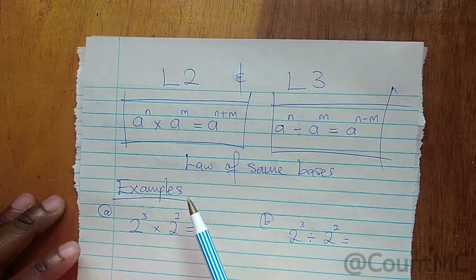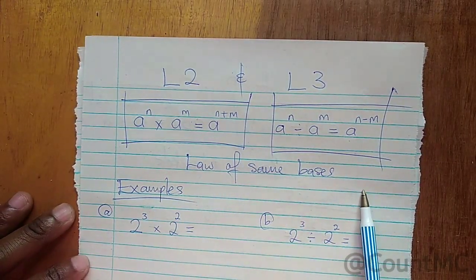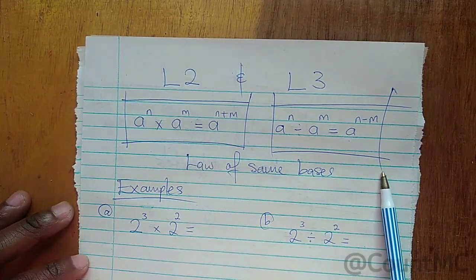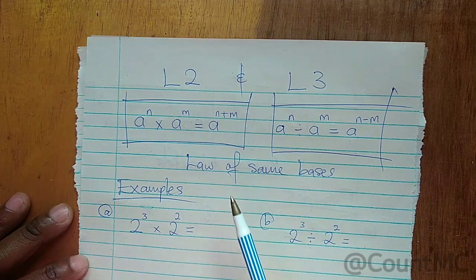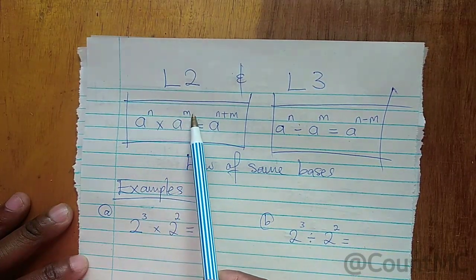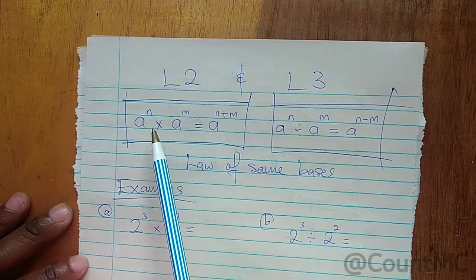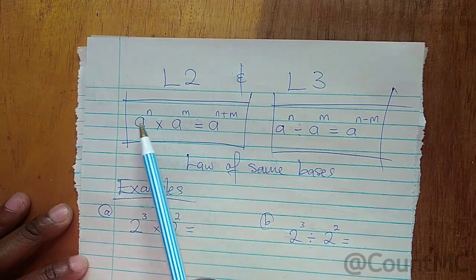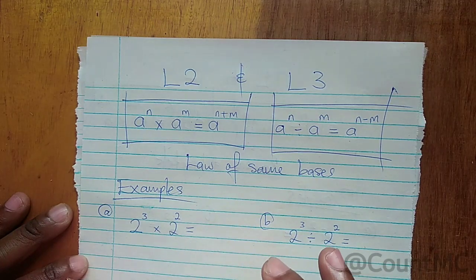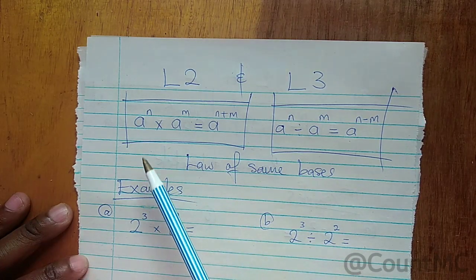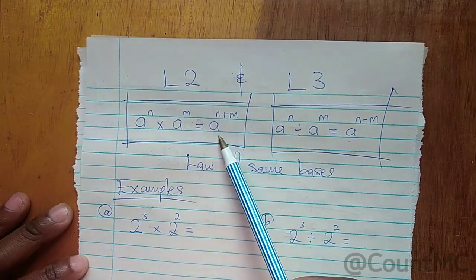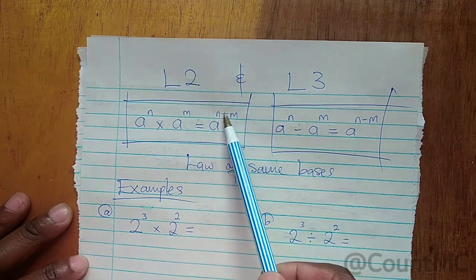So the next law is called the law of the same bases. It is split into two, one for multiplication, one for division. Alright. So these are the bases and these are the powers. Now if the bases are the same, remember all these laws we are dealing with multiplication and division only. So if the bases are the same, you can just write the base, then you add the powers.